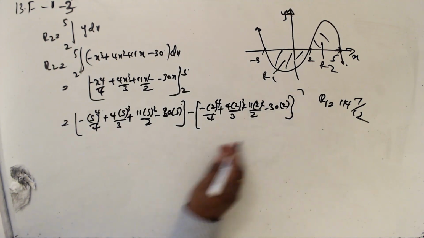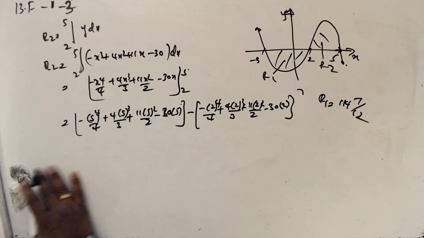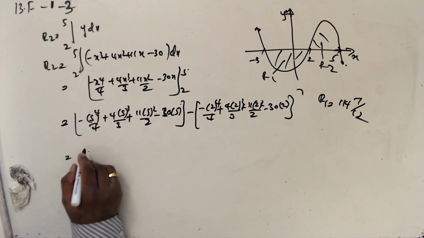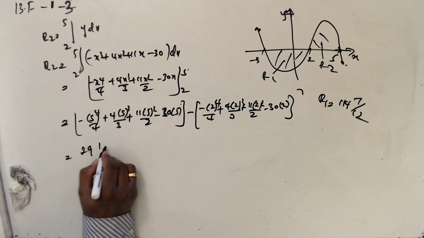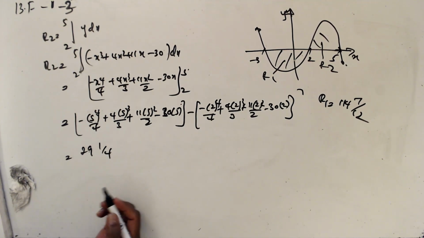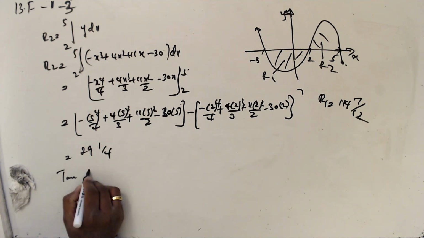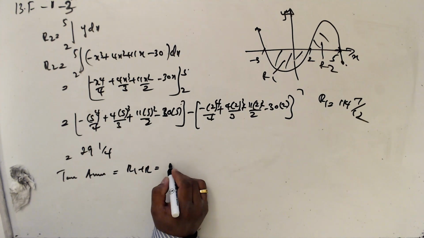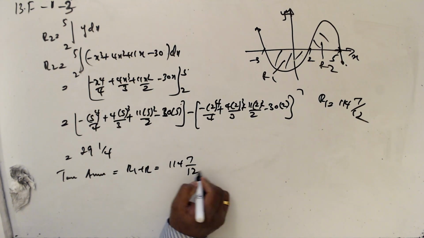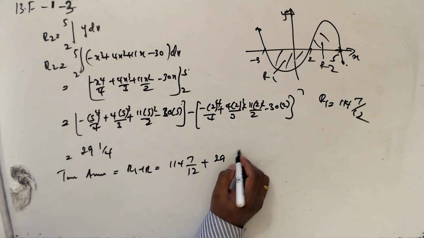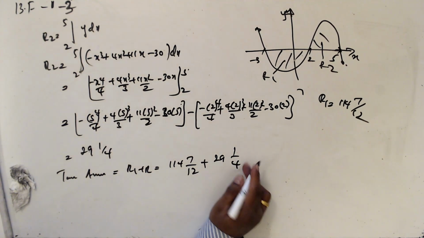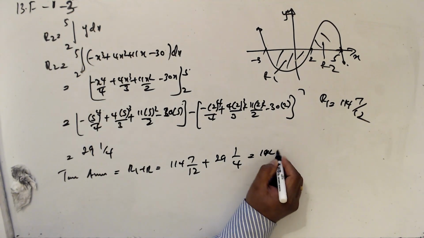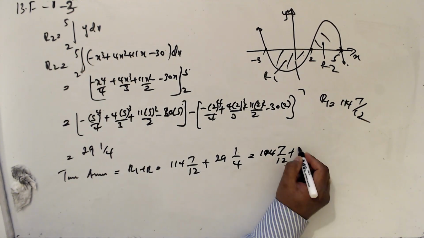Don't use the calculator, try to work it out by hand. So you will get 29 and 1 over 4. Then the total area is R1 plus R2. R1 is 114.7 over 12 plus 29 and 1 over 4. It means 1 over 4 means 1147 over 12 plus 29.